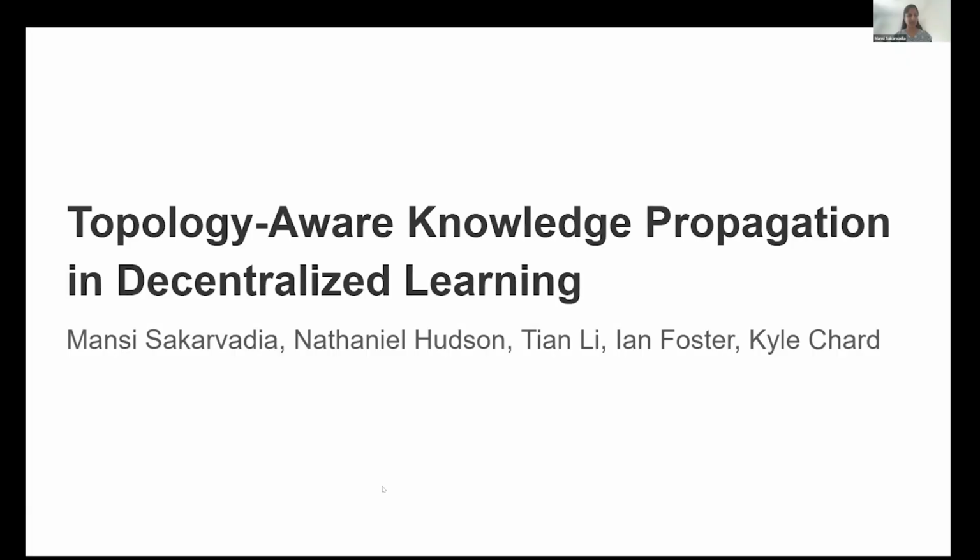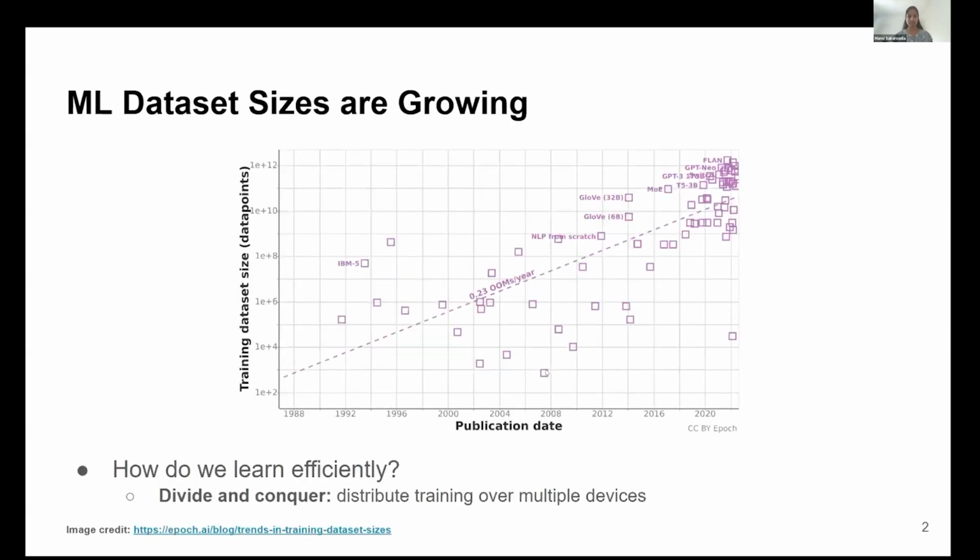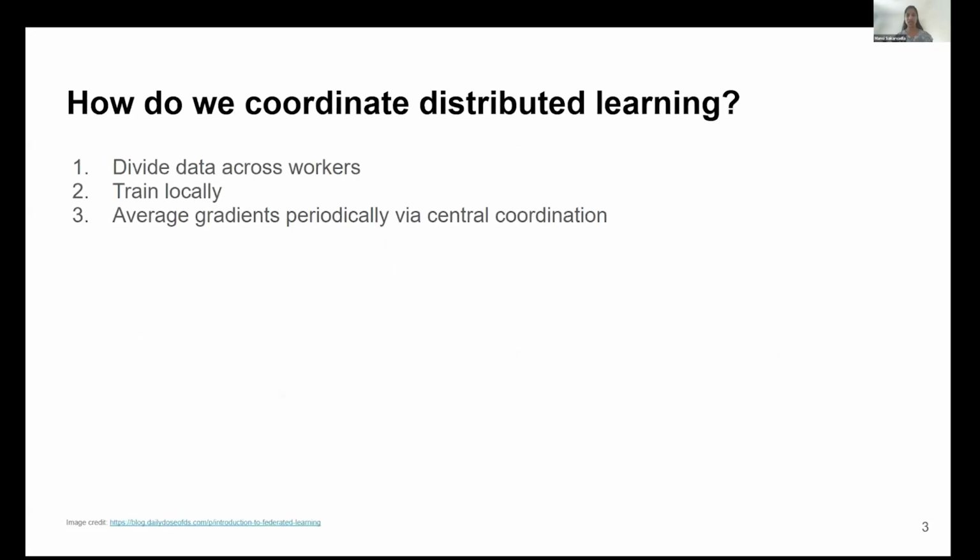Presenting our work, Topology-Aware Knowledge Propagation and Decentralized Learning. Machine learning dataset sizes are growing, and so it really asks the question, how do we learn efficiently? And there's only one answer. We need to divide and conquer. We must distribute our training over all available compute. How do we coordinate distributed learning?